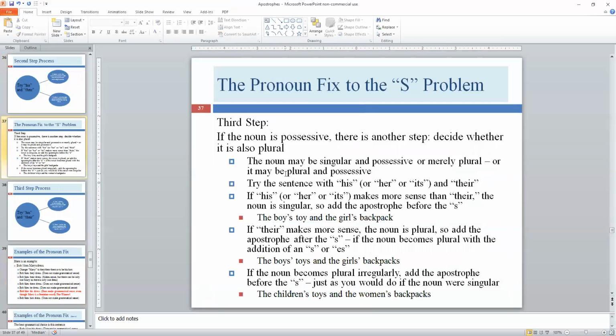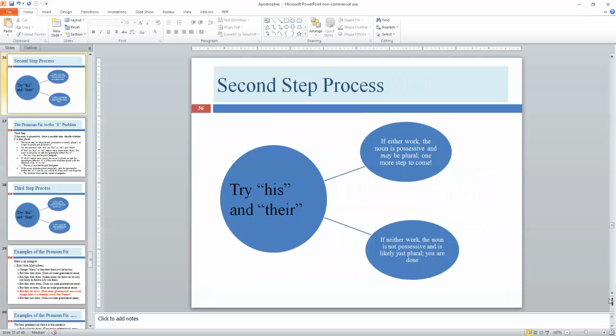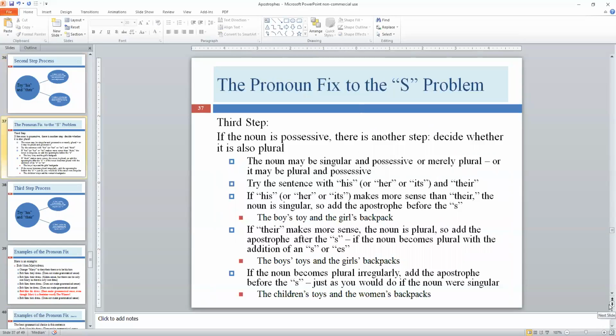So here we have. Let me go back. Actually, we'll use examples in a couple seconds so you can see it clearly. But this is the idea. If this works, if his makes sense or their makes sense, you know the noun is possessive. If they don't make sense, you know your noun is of another case. So you aren't going to need an apostrophe. Simple as that. Now we're ready for the third step. We know the noun is possessive. Otherwise, we're not even going to do the third step.